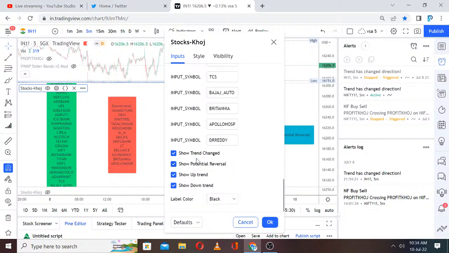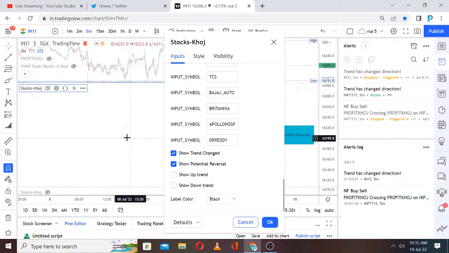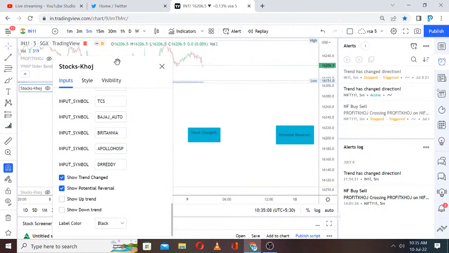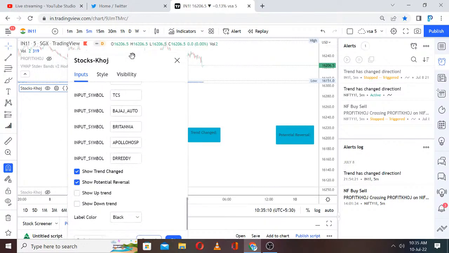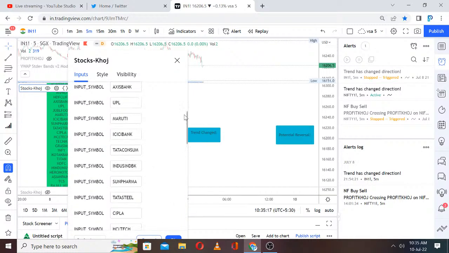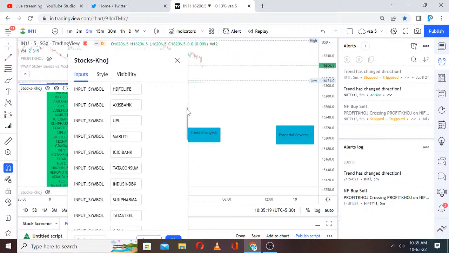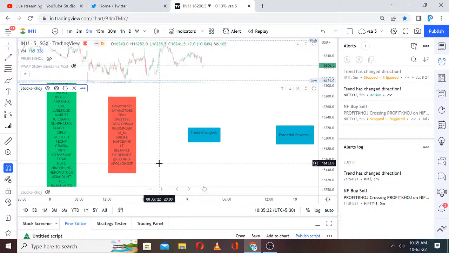Then you can see here there are show trend change, potential reversal. Like if you just want to see these two, you can untick this. So you can see here the uptrend and downtrend is not available, only you can see the trend change and potential reversal. It's up to you. So there's flexibility in this indicator. So I'll show you another way to use this indicator.